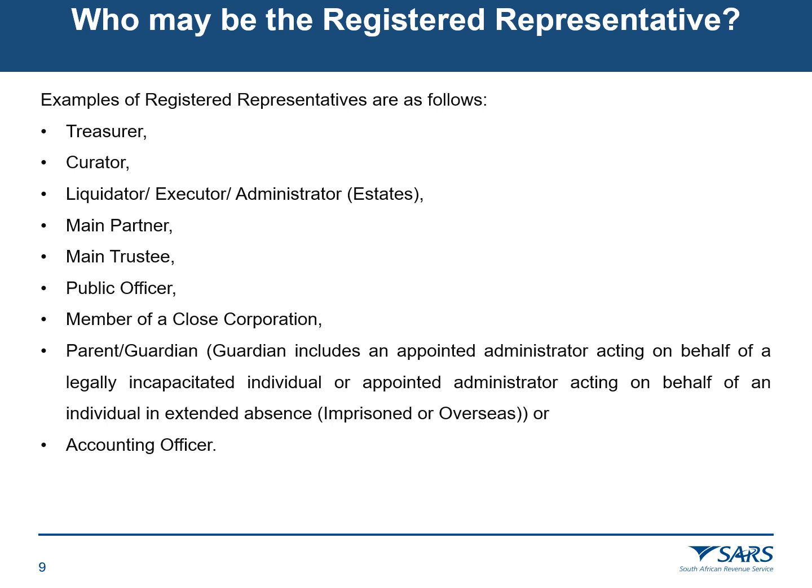Who may be the registered representative? Examples of registered representatives are as follows: the treasurer, curator, liquidator or executor or administrator of an estate, main partner, main trustee, public officer, a member of a close corporation, parent or guardian. Guardian includes an appointed administrator, acting on behalf of a legally incapacitated individual, or appointed administrator, acting on behalf of an individual in extended absence. Example, the person is imprisoned or overseas, or the accounting officer.